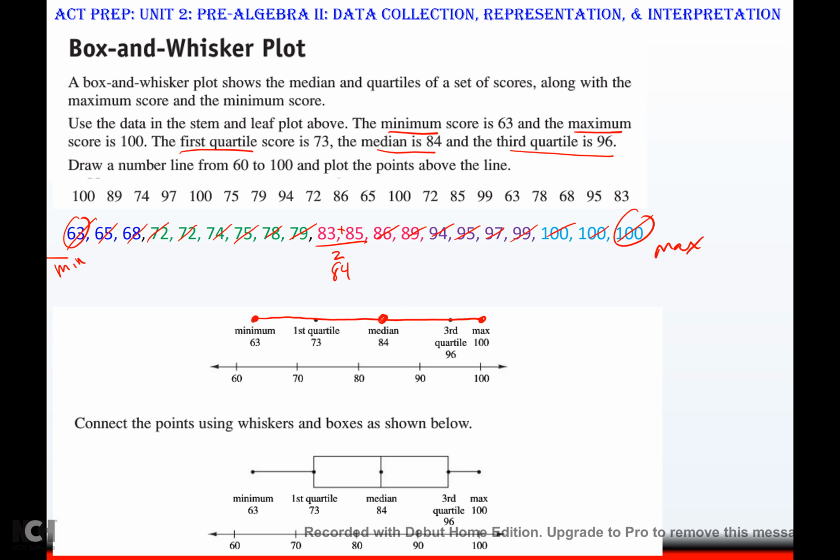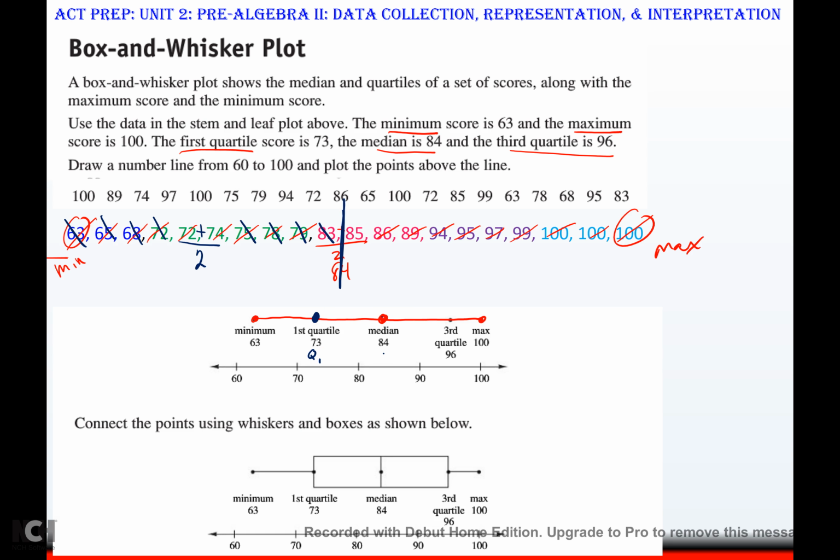Since there was a tie, that will divide my data into 2. This would be the first half and this would be the second half. So basically I've cut my data in halves. Then to get your quartiles you cut your data into quarters. So I need half of this data. Bloop, bloop, bloop, and it's a tie between 72 and 74. So I add those up and divide by 2 and I get 73. There's your first quartile.